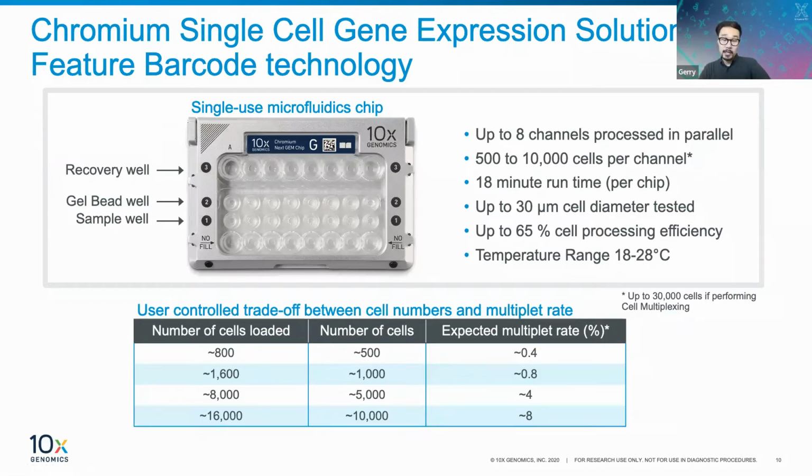The expected fraction of droplets with more than 1 cell increases linearly with the number of targeted cells. For every 1,000 cells, the multiplet rate is 0.8%. This, in addition to the fact that the wells don't run to completion, adds up to the 65% cell processing efficiency that you're getting.